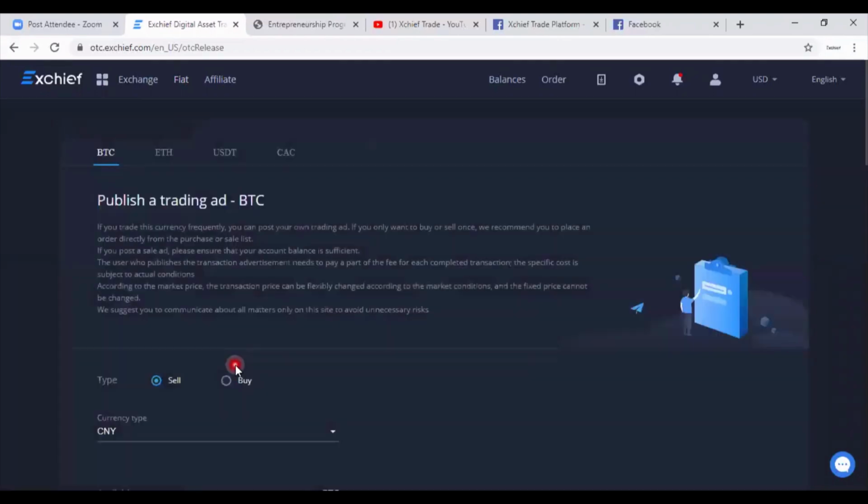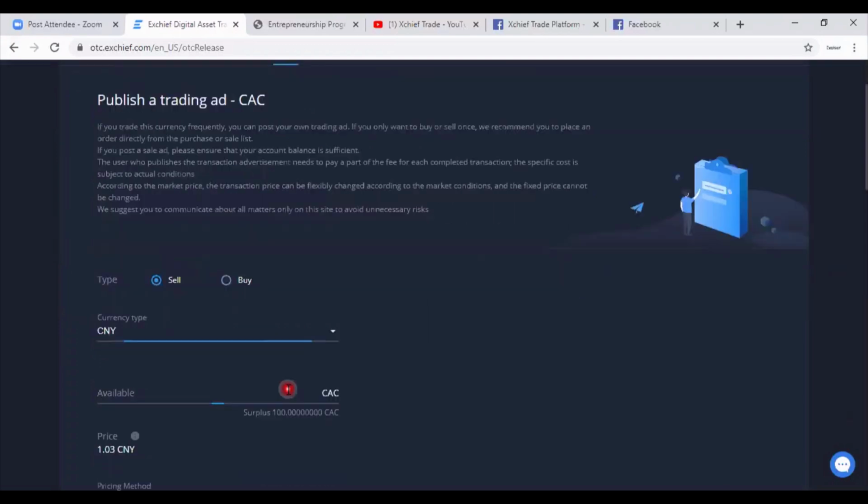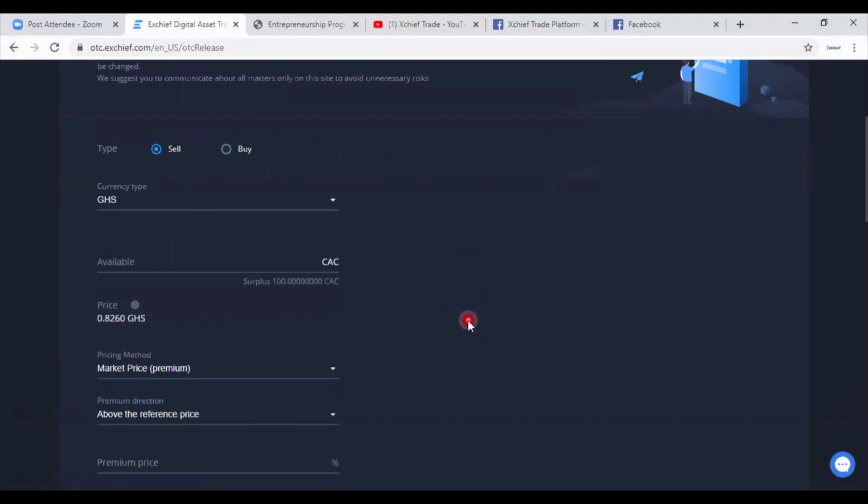and then we begin to populate this interface with ad details. Okay, and because we are doing CAC, we click on CAC as an option, and then we are doing a sell, so we keep this at the sell option. Other than that, if you are doing a buy, you can also check on this, and then you have the option switch. So we keep it on sell, and then we change the currency to Ghana cedi because that's what we want to receive after the ad is honored by a buyer.